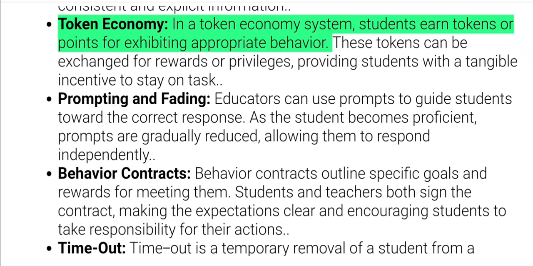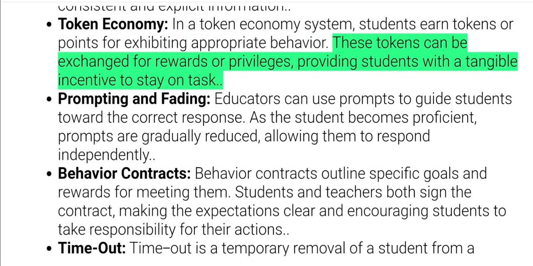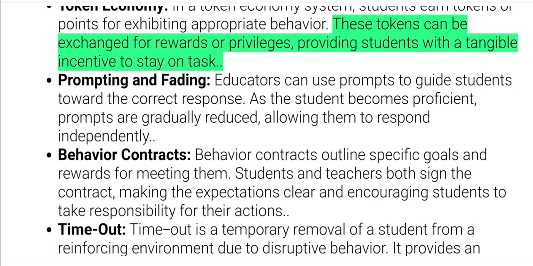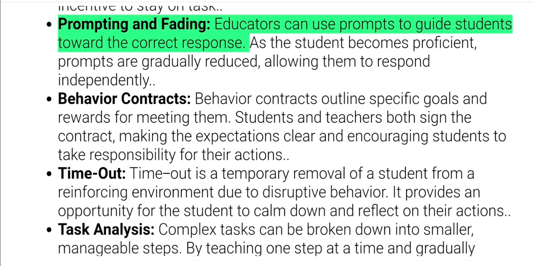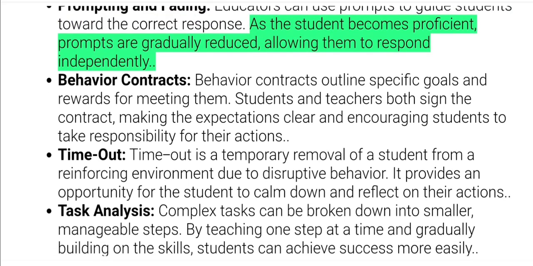Token economy. In a token economy system, students earn tokens or points for exhibiting appropriate behavior. These tokens can be exchanged for rewards or privileges, providing students with a tangible incentive to stay on task. Prompting and fading. Educators can use prompts to guide students toward the correct response. As the student becomes proficient, prompts are gradually reduced, allowing them to respond independently.